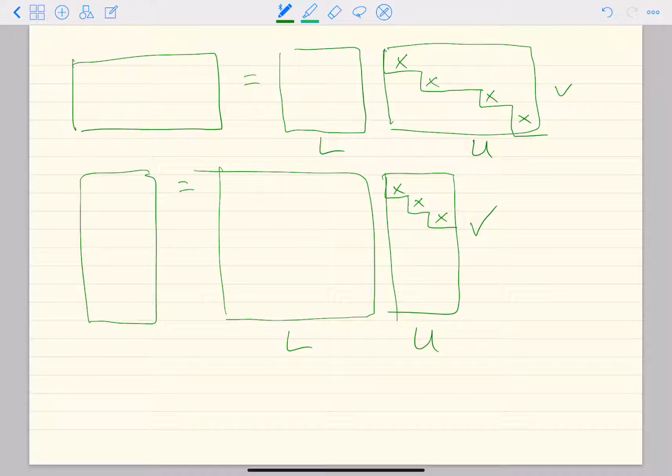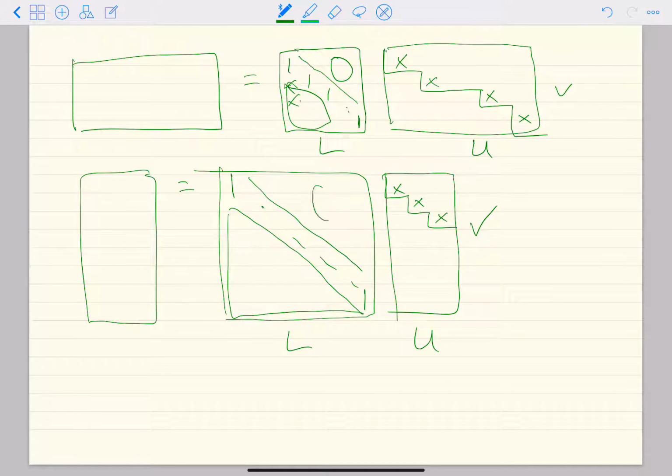And then our L, from the definition of LU factorization, should satisfy the condition of being a unit lower triangular matrix. Given this square matrix, it will have the diagonal entries as all ones, and some non-zero values in the lower triangular part, but the upper triangular part will all be 0. So that is called a unit lower triangular matrix.